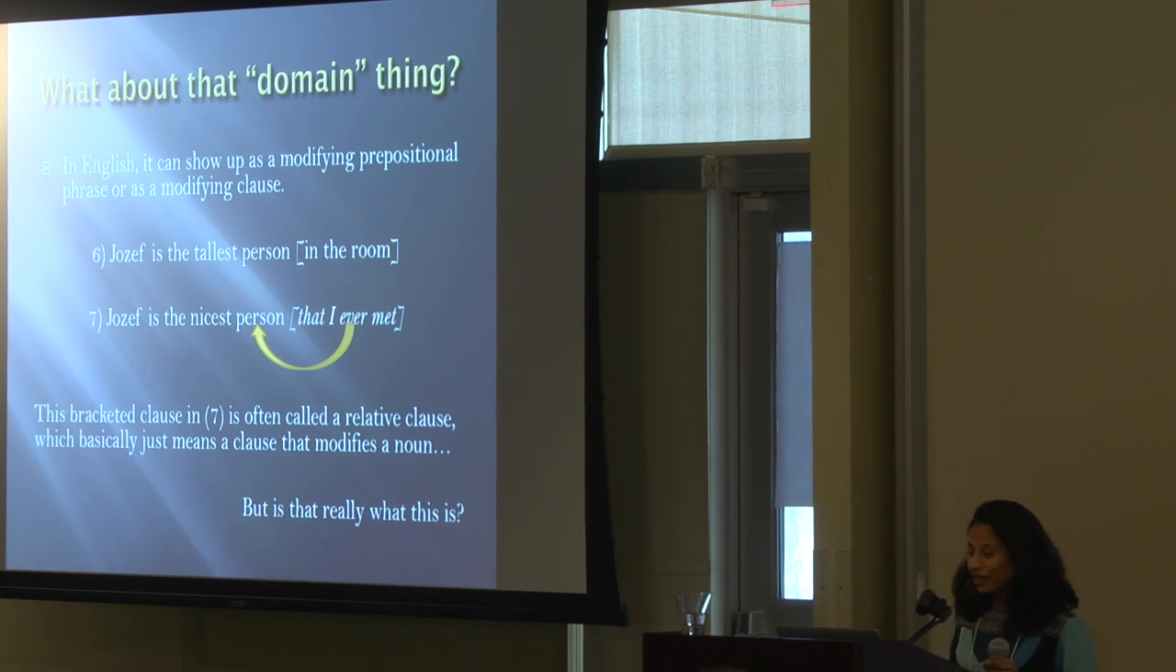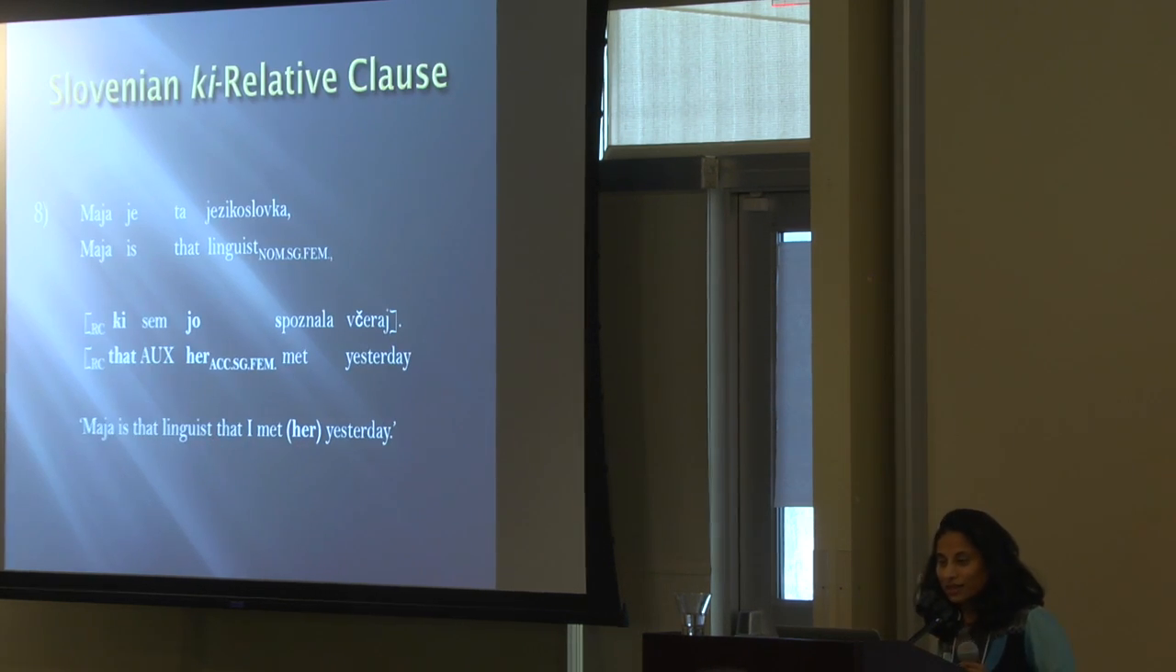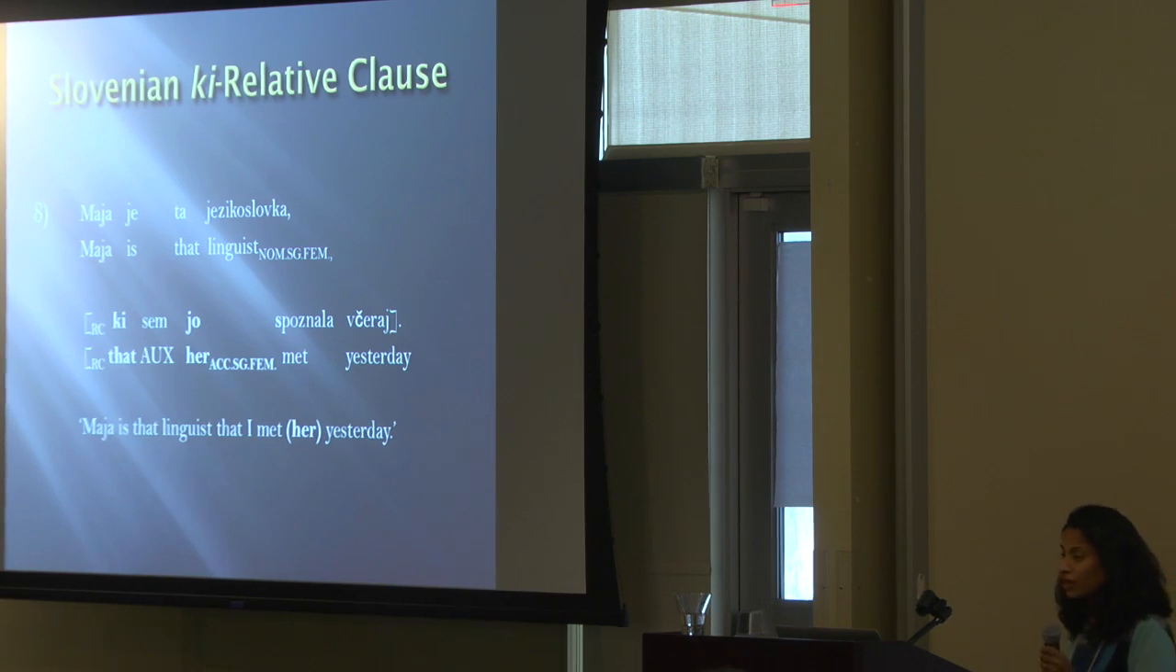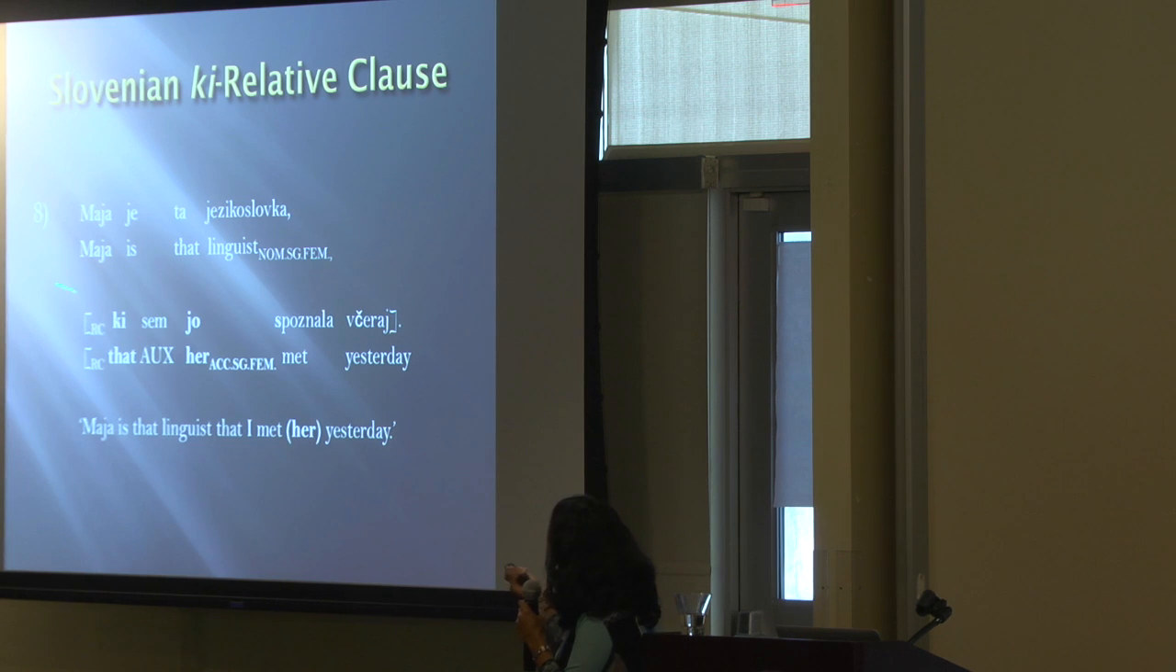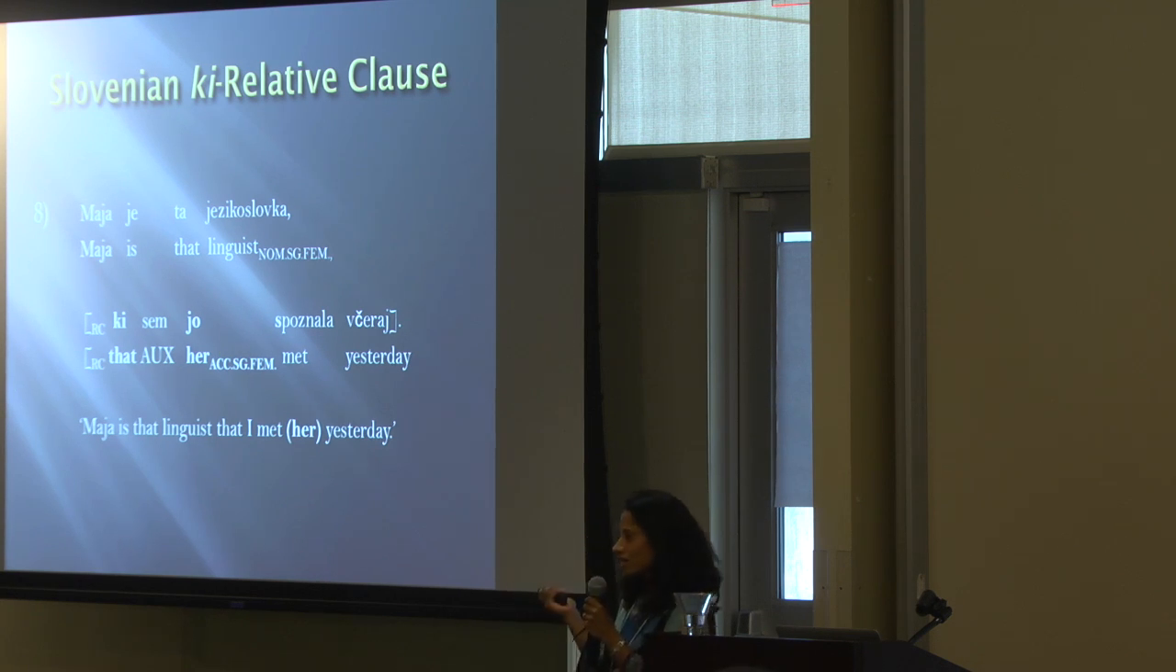And Slovene gives us some insight into this. So let's look at a Slovenian relative clause. Here we have the sentence, Maja is the linguist that I met. Maja je ta jezikoslovka, ki sem jo spoznala včeraj. Now, this is the relative clause, and it has this word that we saw in English, right? It's ki. In addition, it has something that English doesn't have, which is this pronoun.